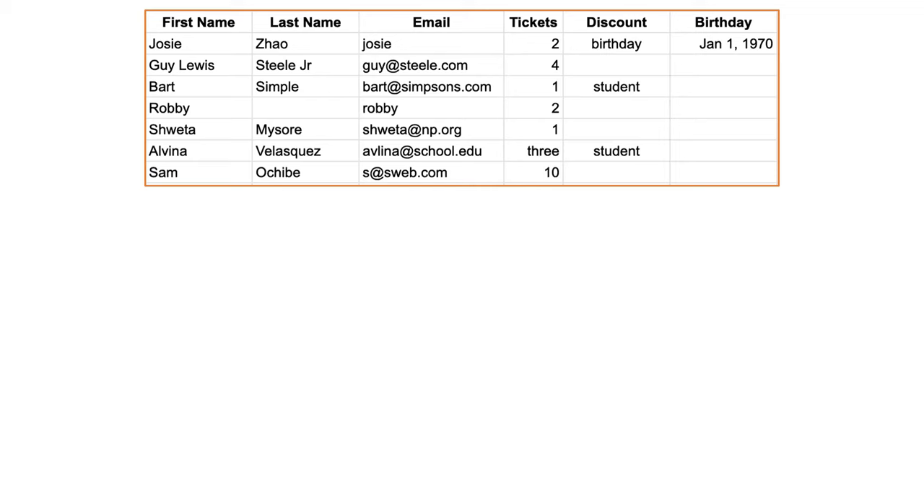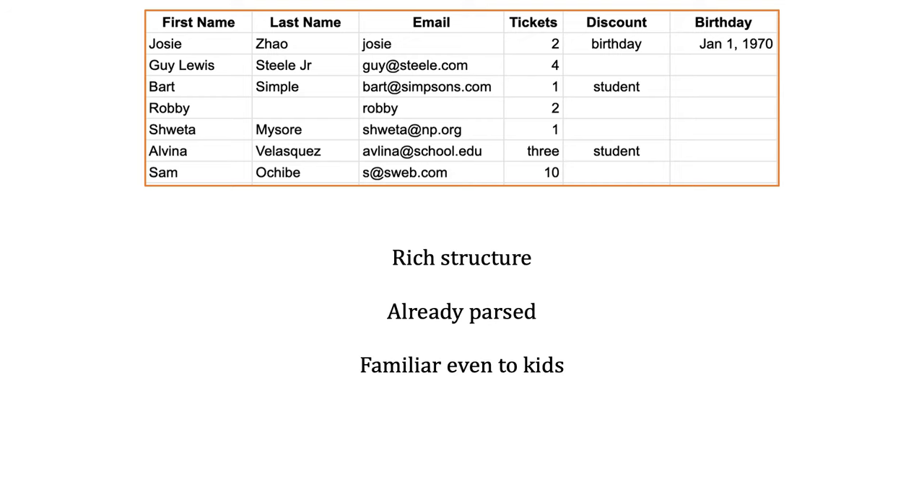So first of all, at the most basic level, right? It's a data structure that has a very rich structure. It comes basically already parsed for us, right? Unlike natural language, which is also real world data, it's already parsed for the most part. And even children are familiar with it. You can open a middle school or even a secondary school, sometimes even a primary school textbook, like a math book, and kids just use tables. There's no big deal to it, right?